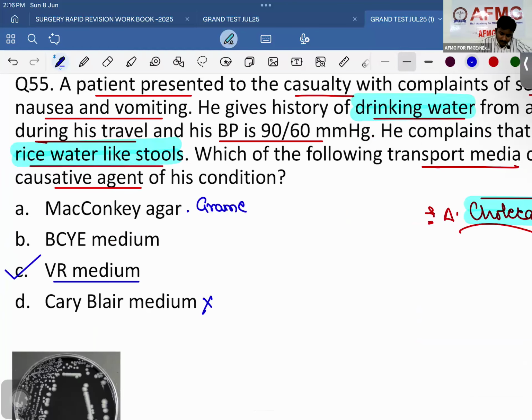Next important, MacConkey agar is mainly used for which kind of organisms? Yes. So please remember, definitely, MacConkey agar is mainly used for the gram-negative bacteria or the gram-negative organisms, usually like Shigella, Salmonella. Okay, sorry, Shigella, Salmonella, these kind of organisms. For them, definitely we tend to use the MacConkey agar.